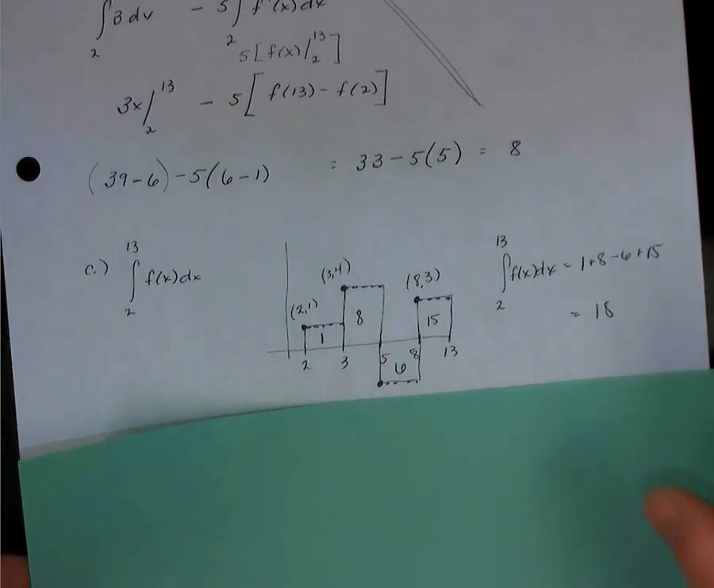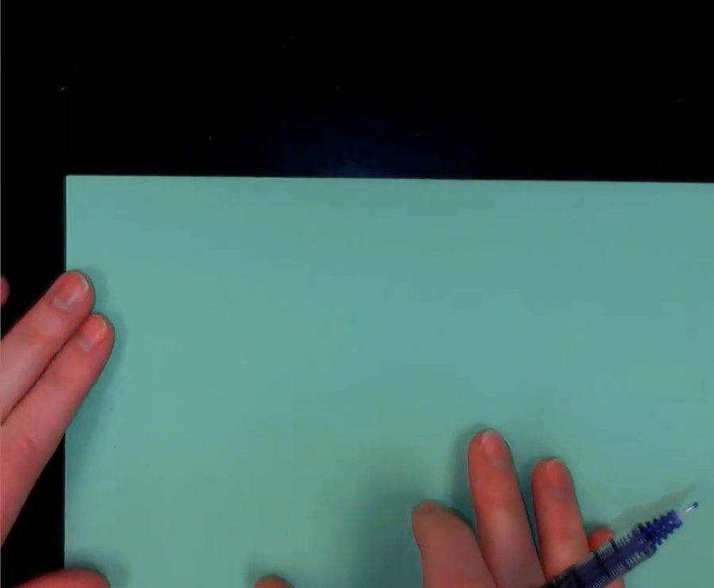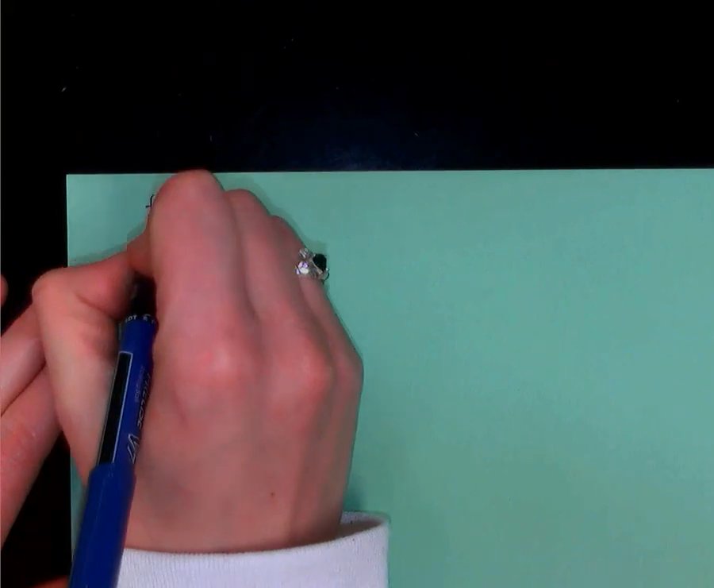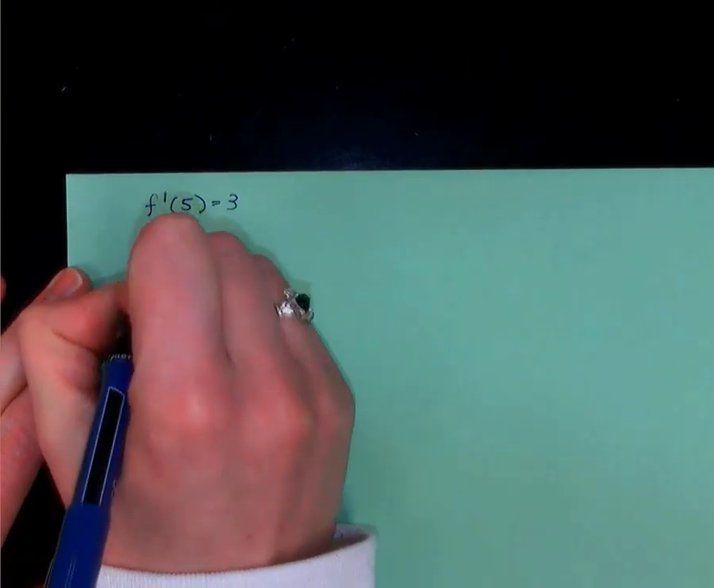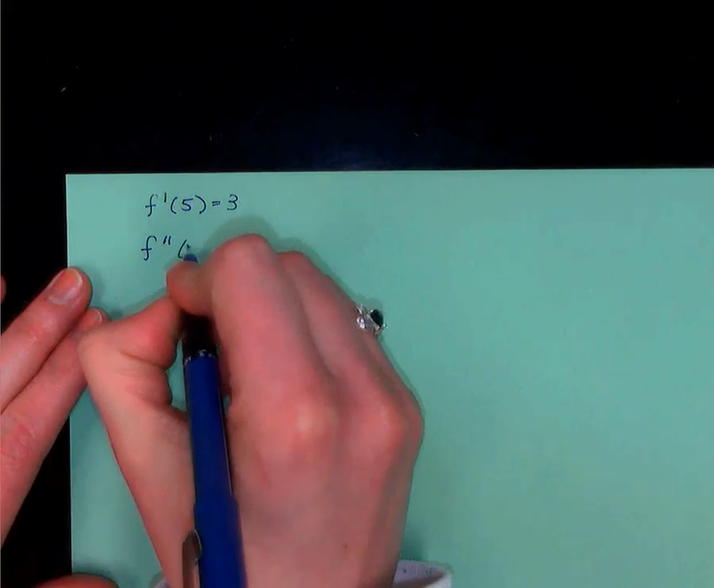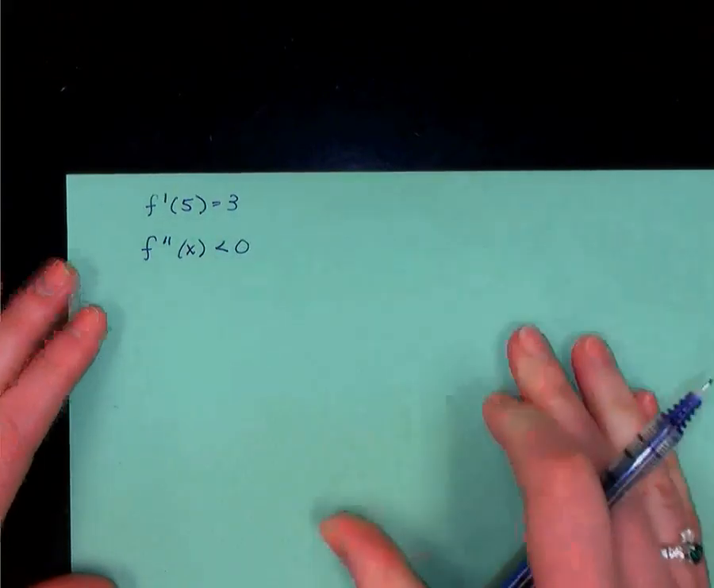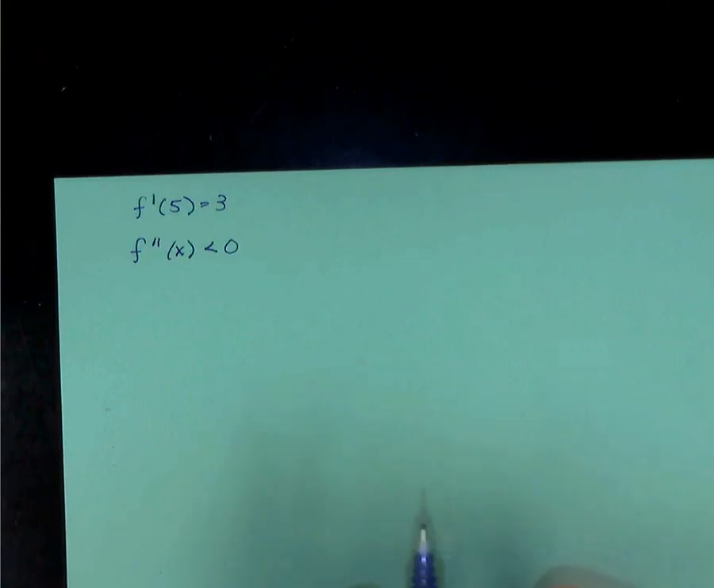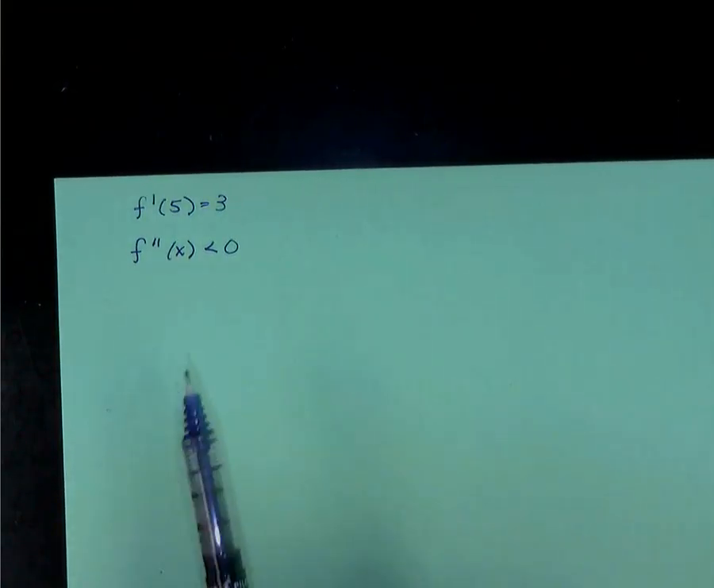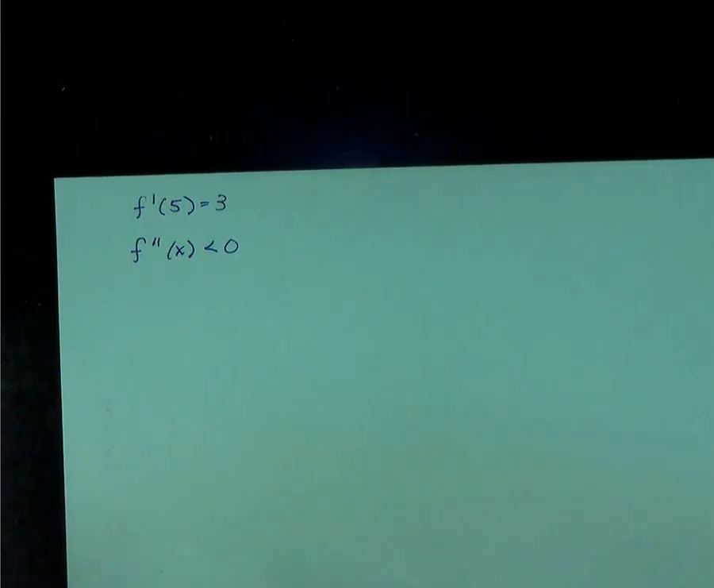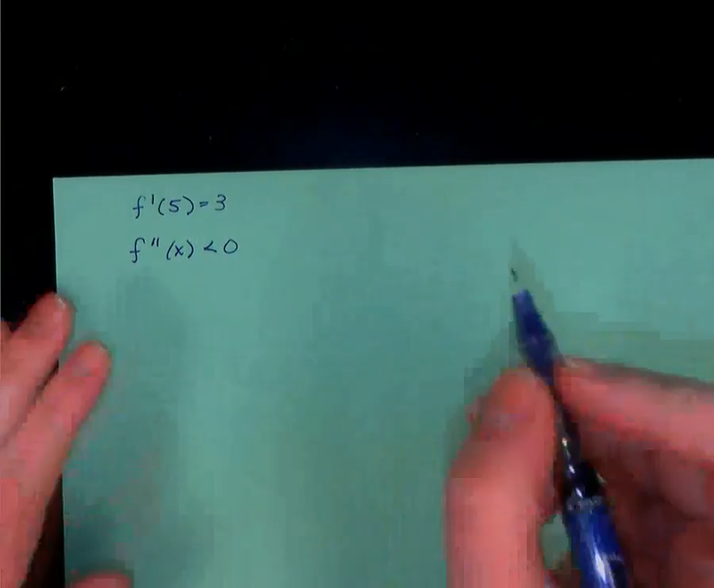Part D. This is a little trickier, so I think it's going to help if I show you all my work for this one. They're telling me that for part D, f prime of 5 is 3, and f double prime of x is less than 0. And I have my closed interval from 5 to 8. Use the line tangent to the graph at 5 to show that f of 7 is less than or equal to 4. I don't really know what they want to show me at this point, but I'm using the tangent line at 5. So here we go.